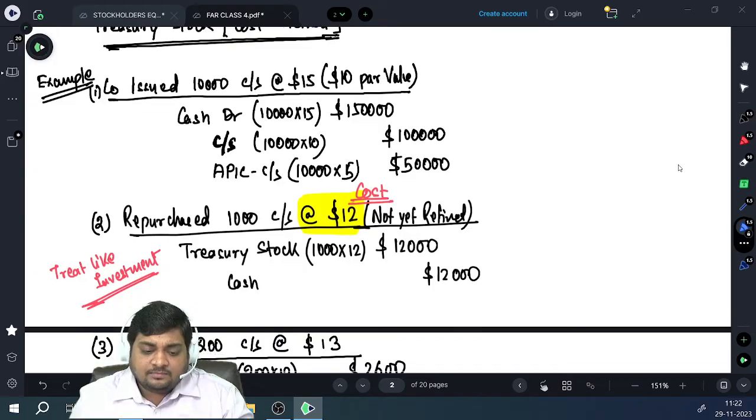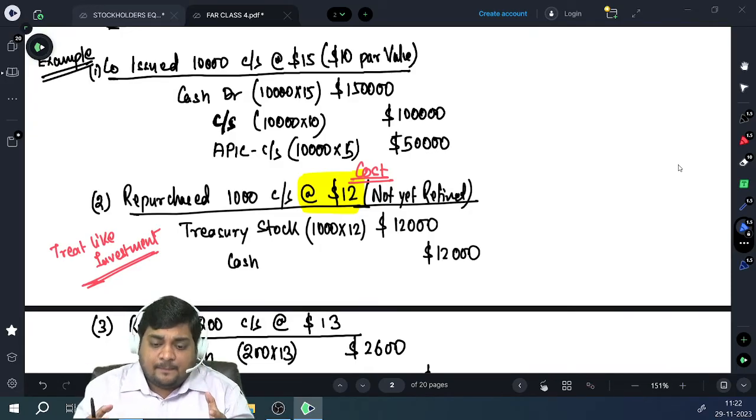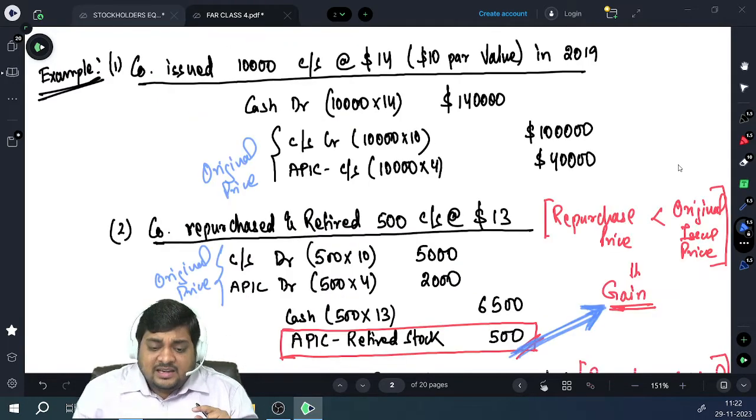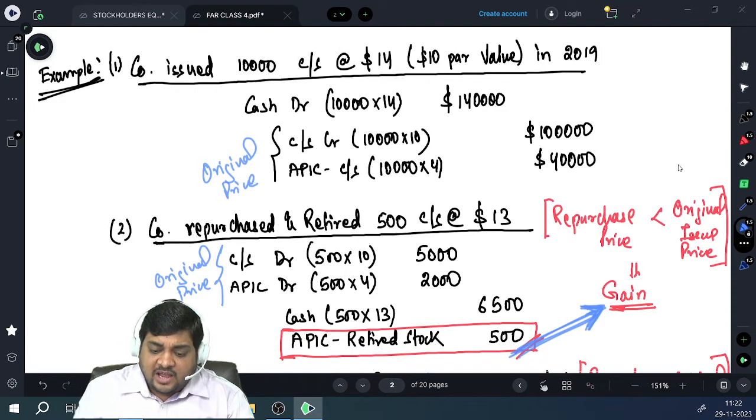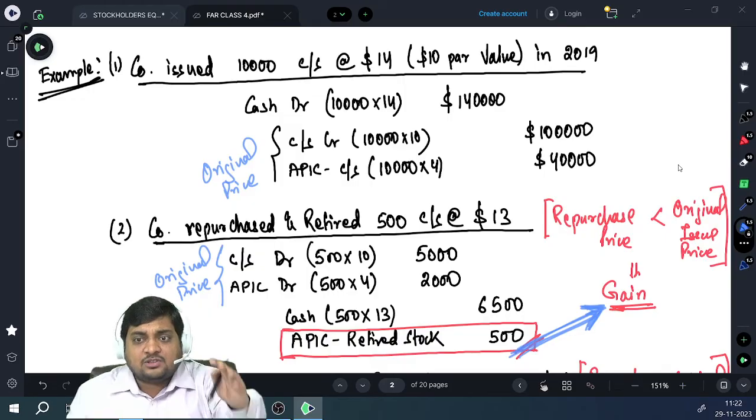What is happening here? You repurchased, right? You repurchased and you haven't retired as of now. You are holding it with your treasury. However, it will reduce your number of shares outstanding. In case shares repurchased are immediately retired, the number of outstanding shares will anyway decrease because common stock is debited, and additional paid in capital is also debited.